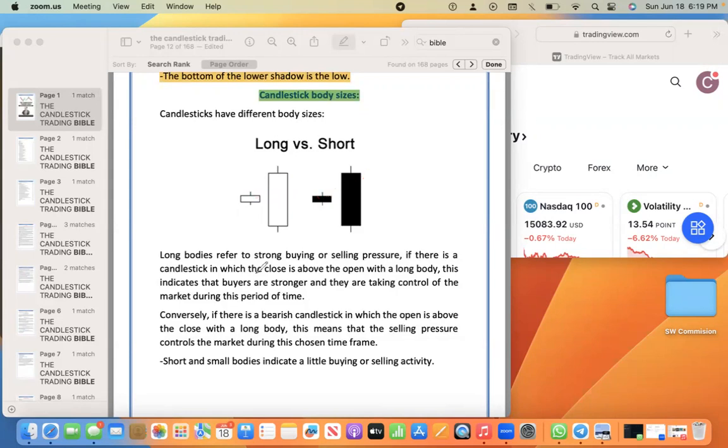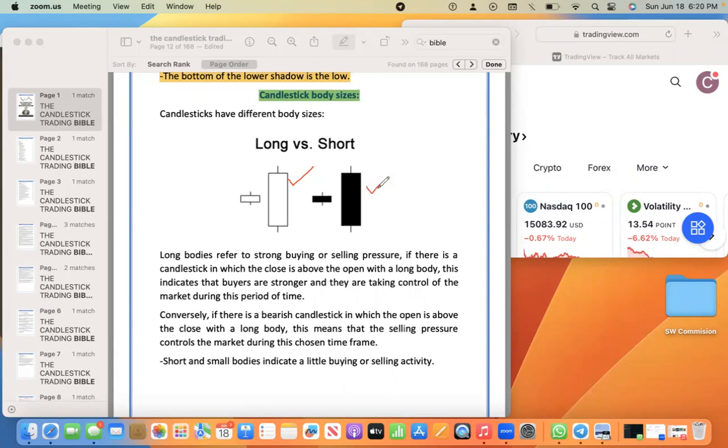So it says, long bodies refer to strong buying or selling pressure, right? So if you're seeing a candle, right, and you're in a buying trend, and you're continuously seeing big body green candles, or whatever color your buy candles are on your chart, that's telling you that the buying momentum is very high, right? Just like if we were to see a strong body red candle, that's telling us that the seller momentum is high.